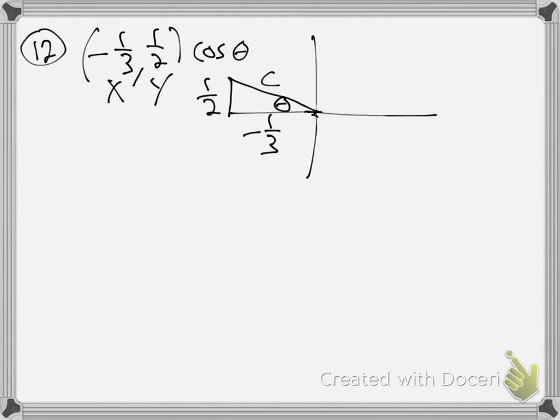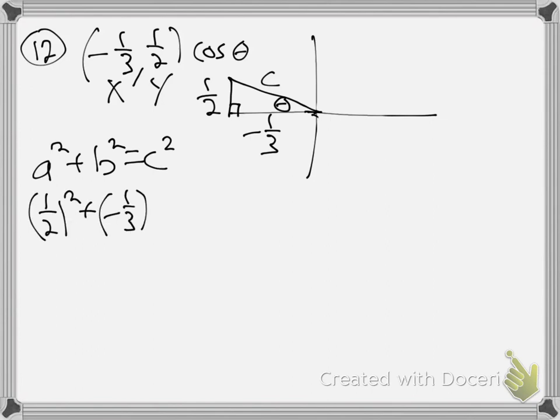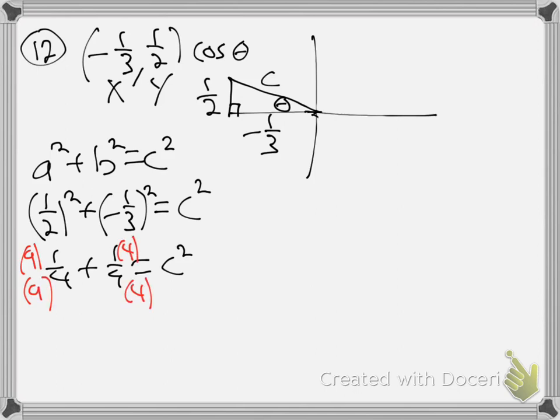Now you might wonder, for cosine, why can't I just use x? Cosine is just x only when you're in a unit circle, meaning the hypotenuse is 1. But this c is not going to be 1. Let's find c. You know, a squared plus b squared equals c squared. So that's a half squared plus minus a third squared is c squared. A fourth plus a ninth is c squared. So what's that going to be? It's going to be a little bit of work. I'm going to multiply top and bottom here by 9, and top and bottom of this one by 4.